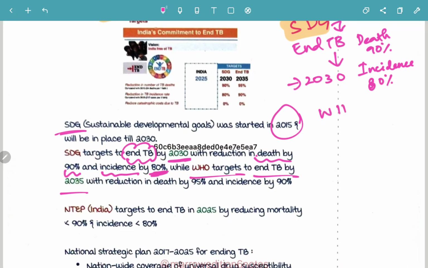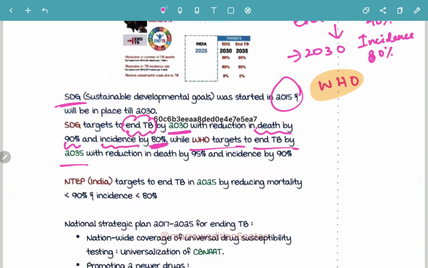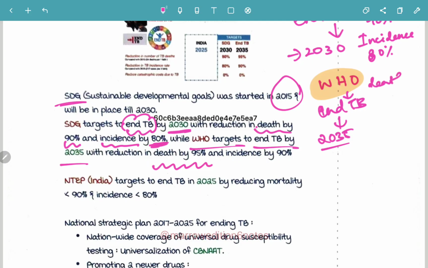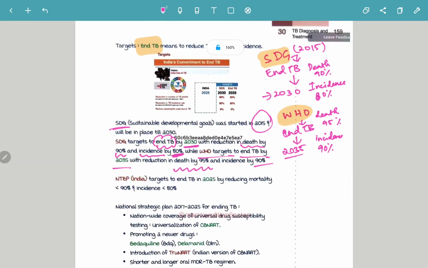But what does the WHO say? The WHO plans to end TB by 2035, with deaths reduced by 95% and incidence reduced by 90%. See, the year is later, so the target is also higher.